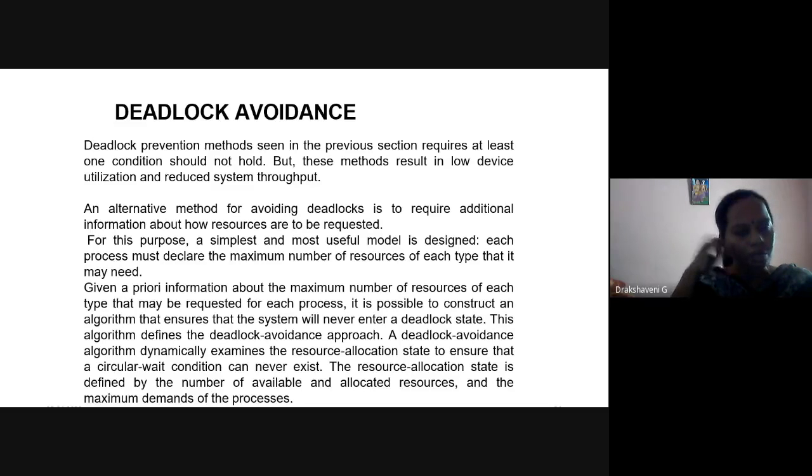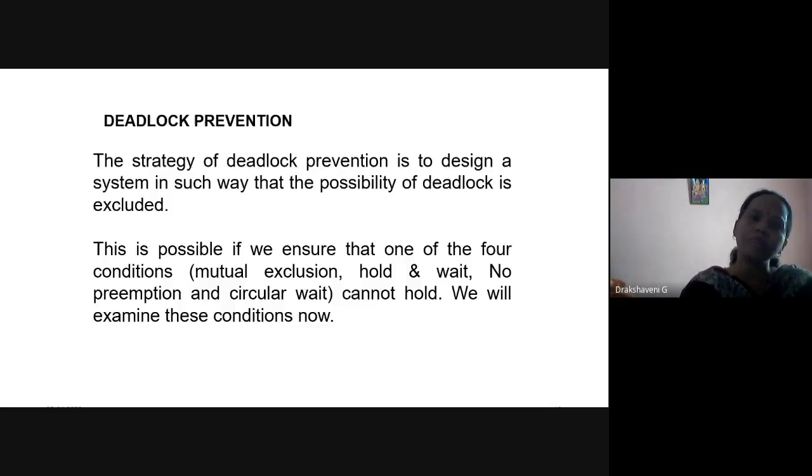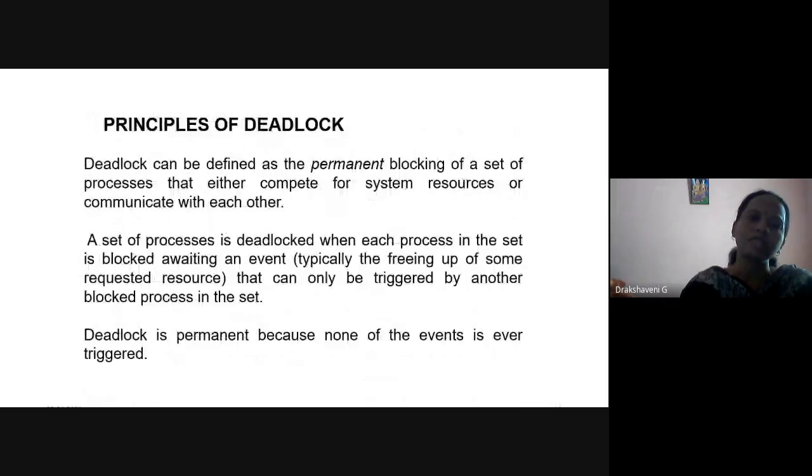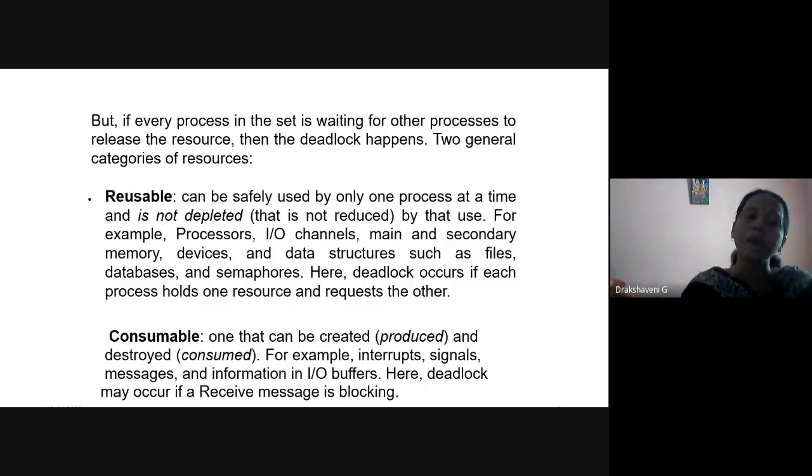Okay, so that was about deadlock prevention. So, what do we mean by deadlock? We have just seen that it is a permanent block. We don't want any, either with respect to resource or communication, where it will block. We don't want that to happen.